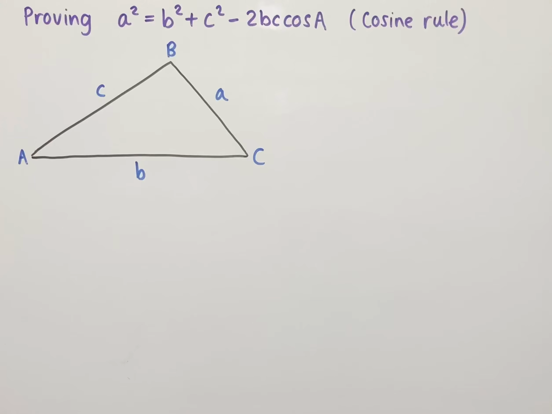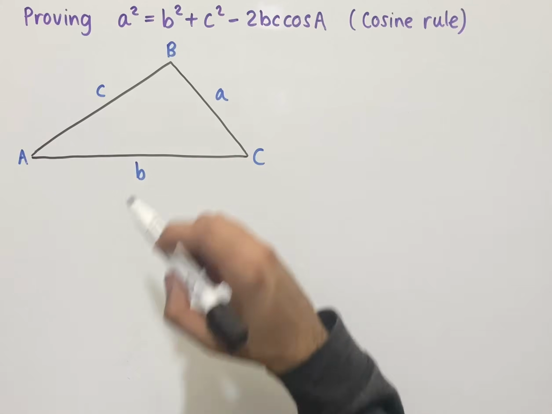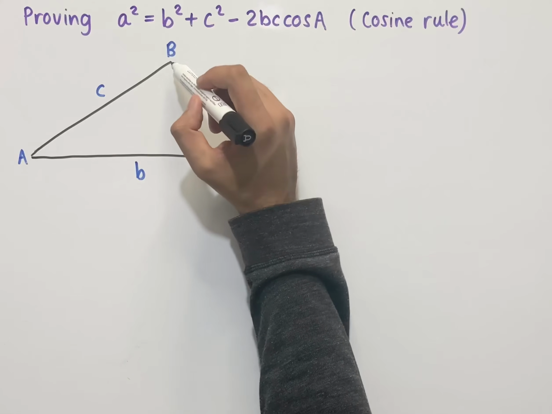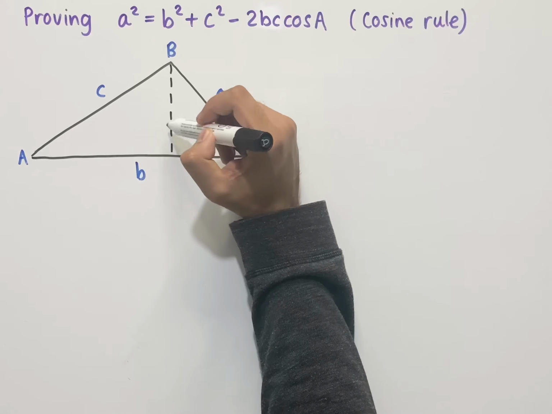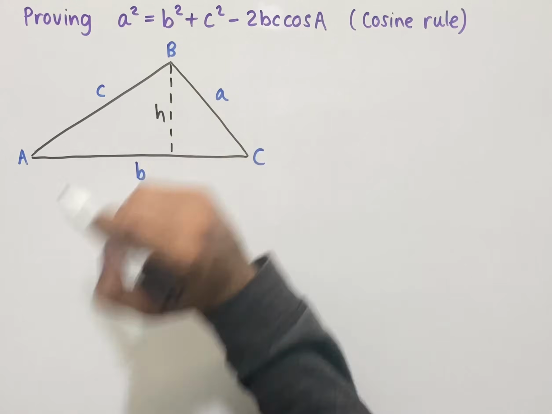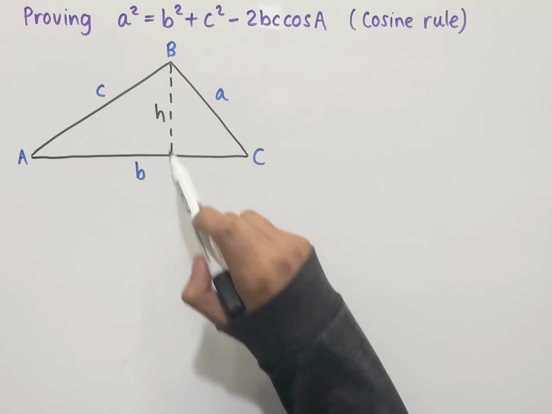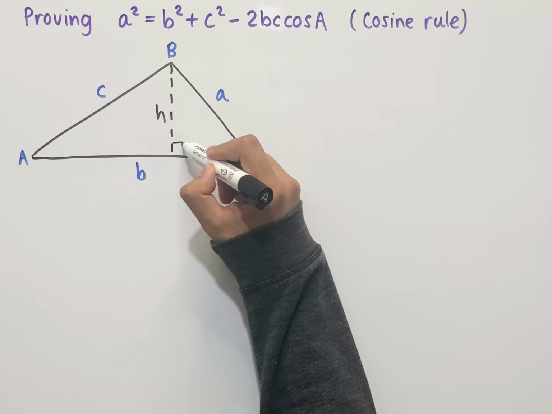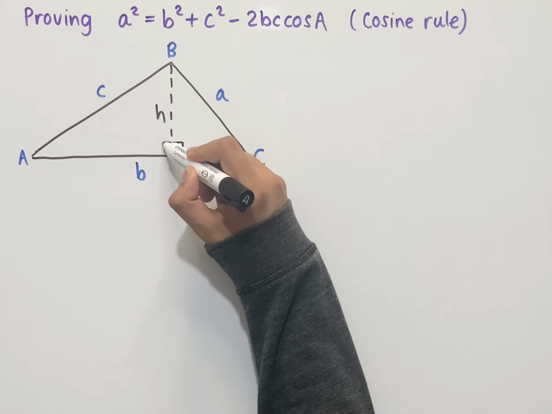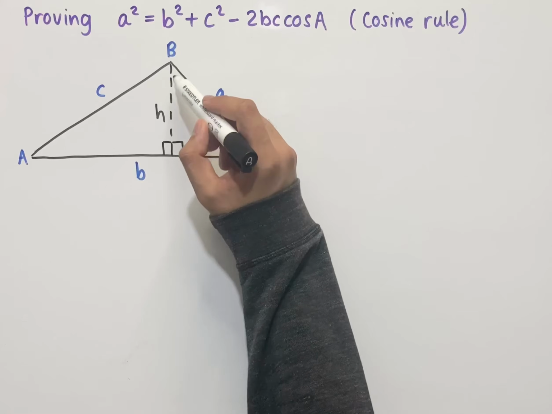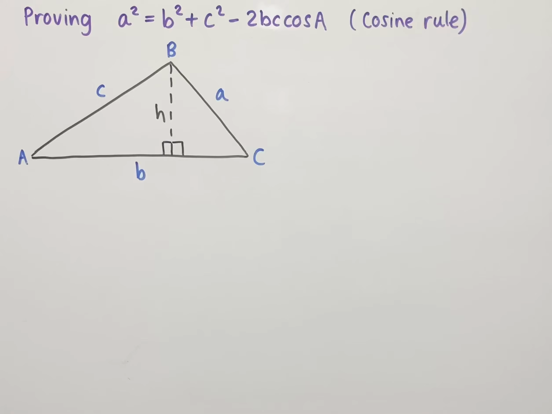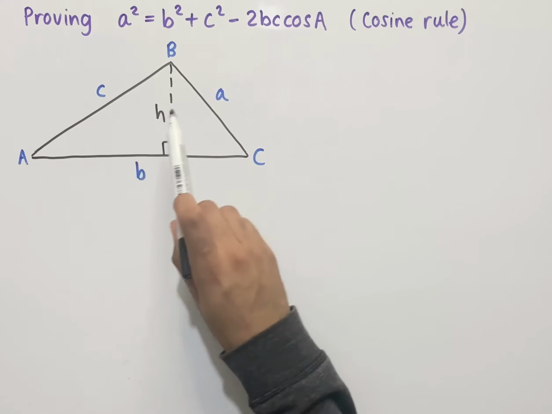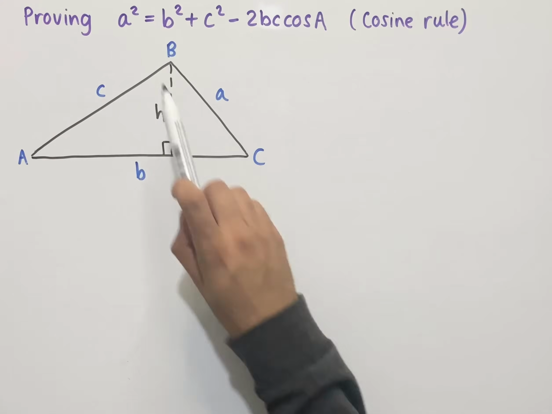So the first thing we can do is draw in the perpendicular height of this triangle in the following way. Starting at the vertex B, drawing a dotted line going down, we have the perpendicular height h of this triangle. Since this is the perpendicular height, we can mark on a right angle symbol here and a right angle symbol here to indicate that this line and the line AC are perpendicular to each other. And so we've got two right angled triangles within this scalene triangle.